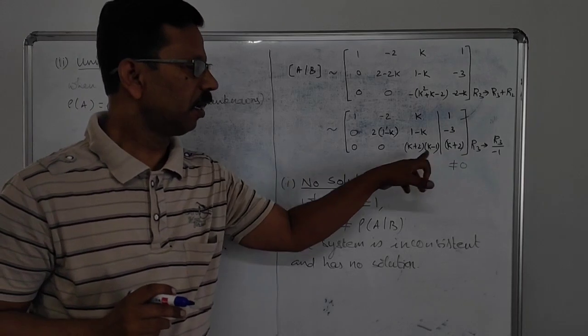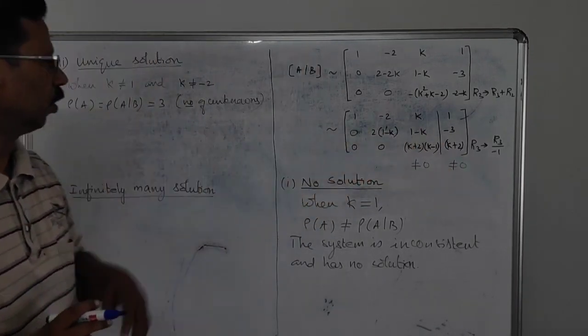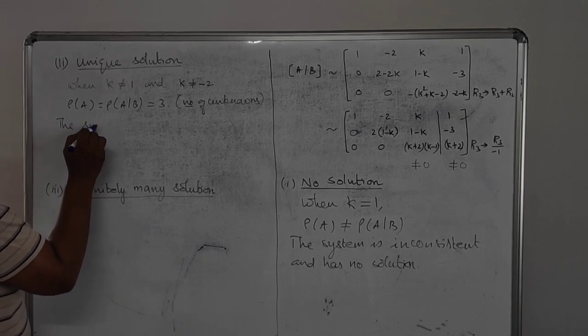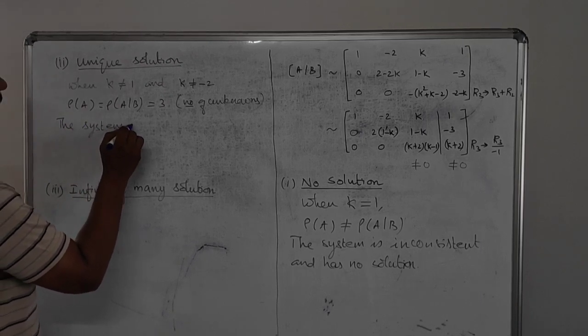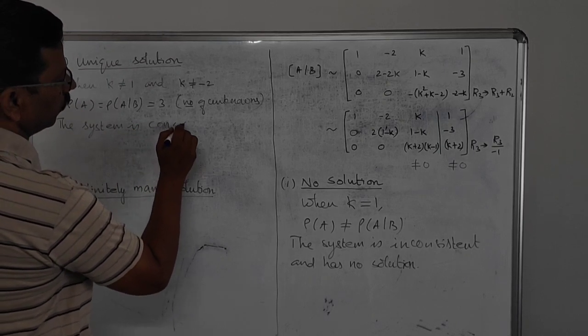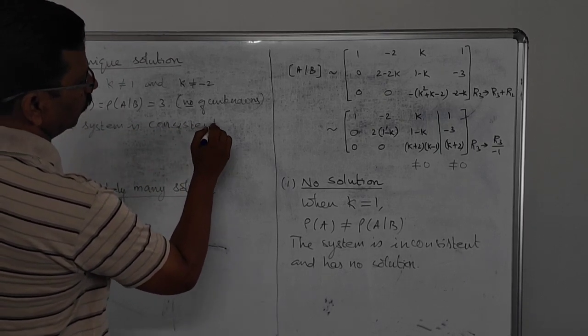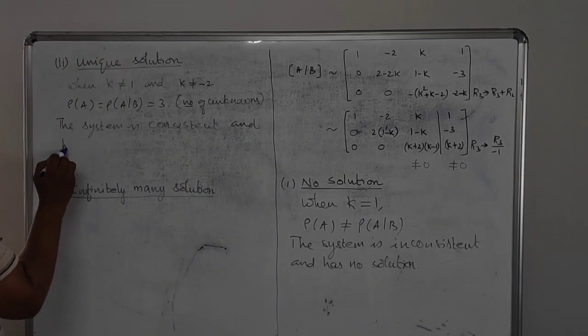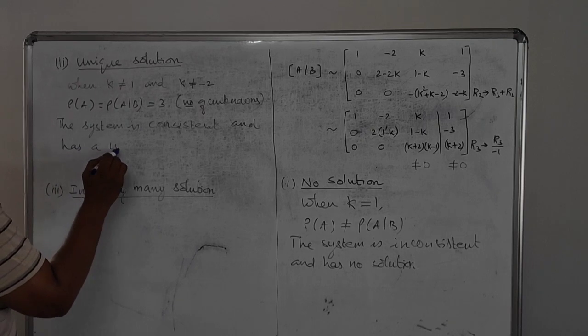If these two terms are not equal to 0, definitely we will have 3 non-zero rows. Therefore, we can say this system is consistent and has a unique solution.